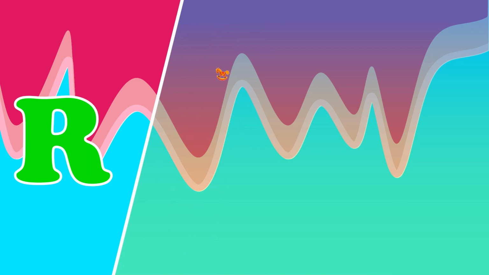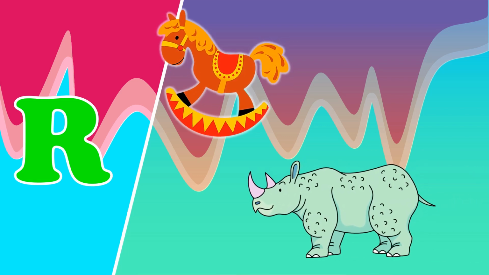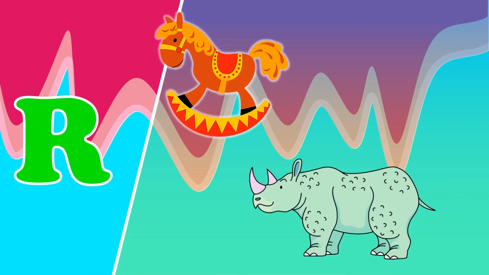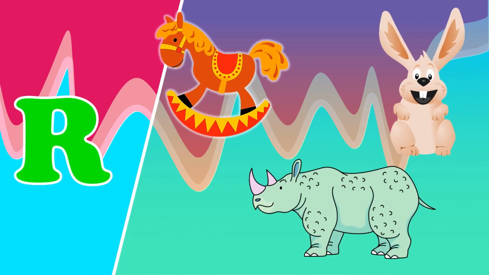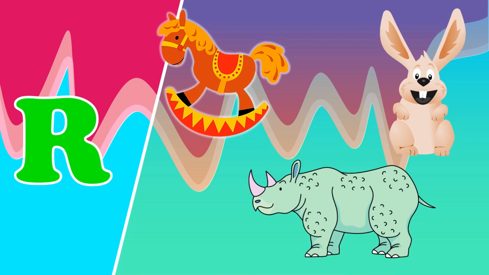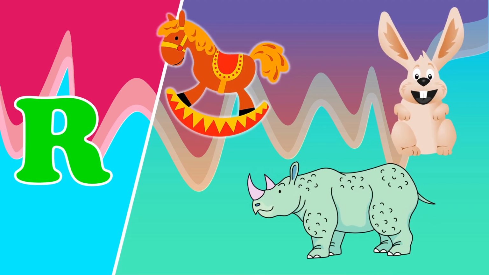R. R for rocking horse. R for rhinoceros. R for rabbit. R for rocking horse, rhinoceros, rabbit.